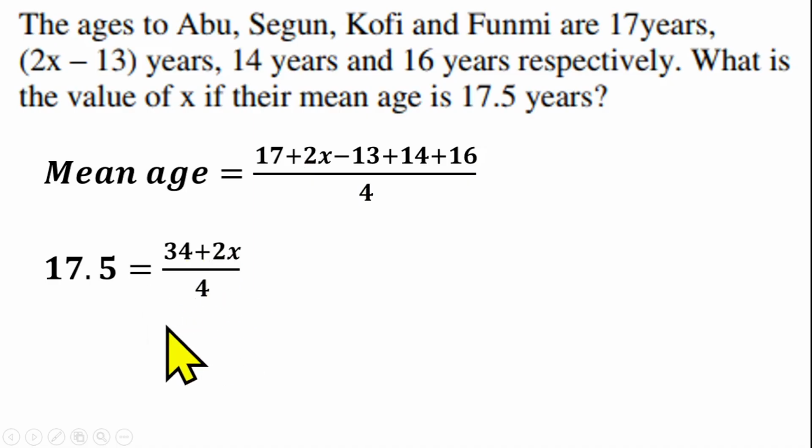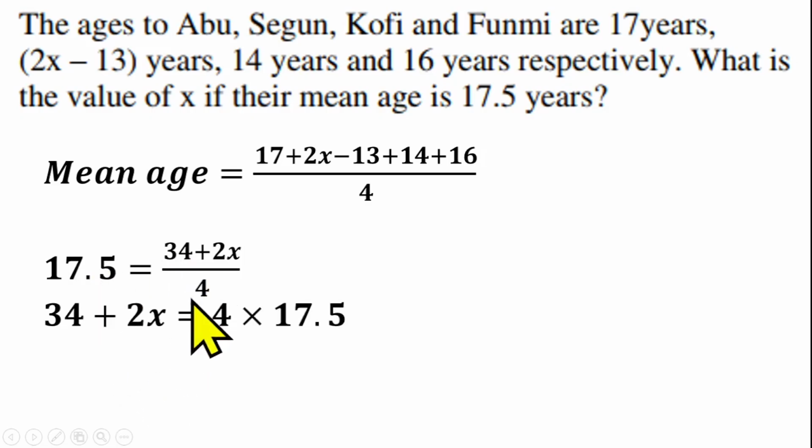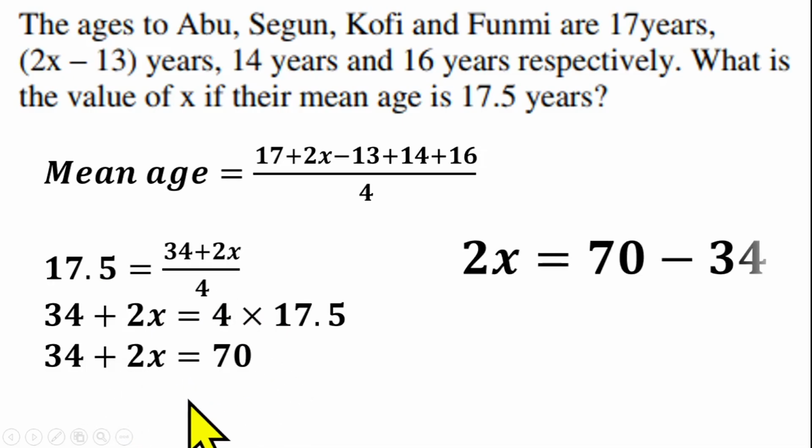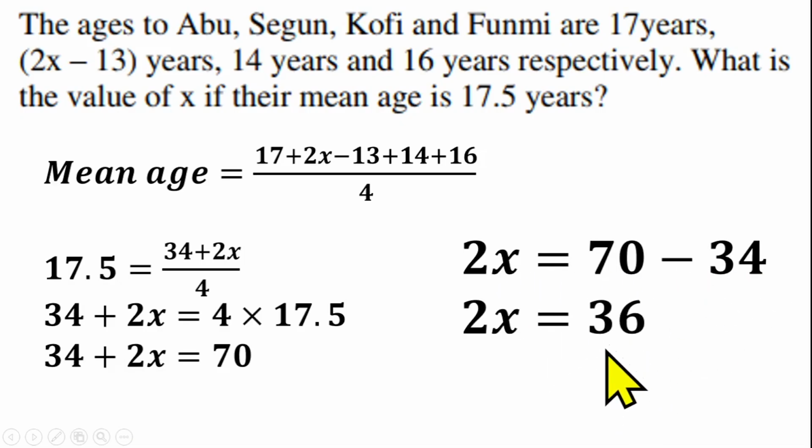Then from there we can cross multiply. If you cross multiply, 4 will be multiplying 17.5, so we'll be having 34 plus 2x equals 4 times 17.5. And if you multiply 4 by 17.5, that should give us 70. Now you can take the like terms. You'll be having 2x equals 70 minus 34. The 70 minus 34 will give us 36.